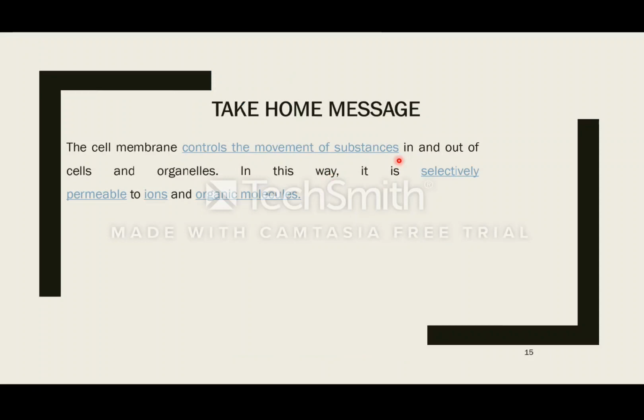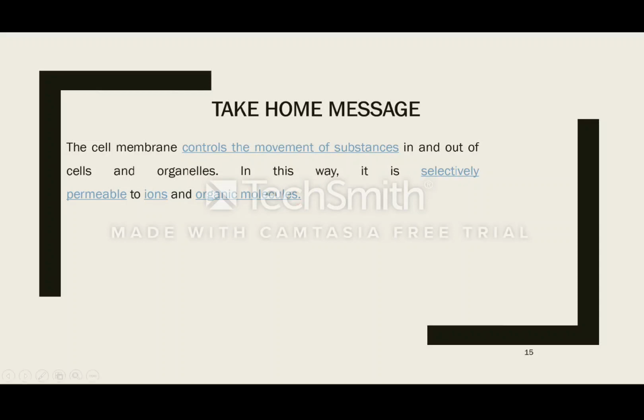Briefly, in this part, you know that the cell membrane controls the movement of substances in and out of the cell, and it acts as a selective barrier with selective permeability to ions and some organic molecules that control the entrance and exit of materials inside or outside of the cell.